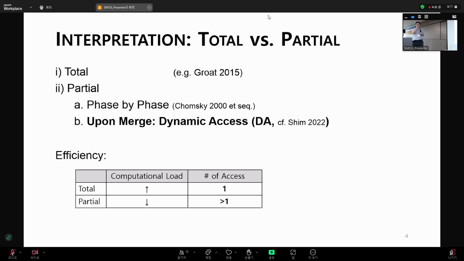So at this point, you might wonder if computational complexity will increase if access takes place upon each merge. But take a look at this little table. Here I compare total transfer and partial transfer in terms of computational load and the number of access, or the number of transfer. Then you can see here, as computational load goes up, the number of access actually goes down, and vice versa. So therefore, in this particular case, the notion of computational efficiency, I think, is maybe in the eye of the beholder. So that's what I think.